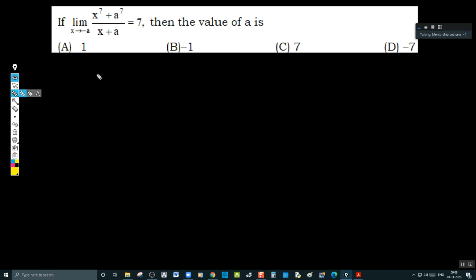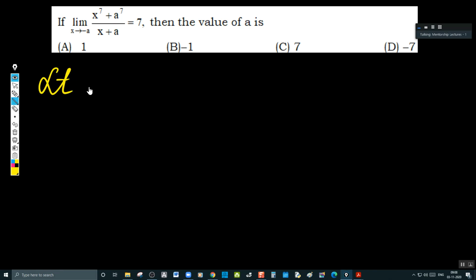Simple question: limit of (x^7 + a^7) divided by (x + a) as x tends to minus a is equal to 7. Then the value of a is? You know the formula, but you can straight away apply L'Hospital's rule in this case because it is an objective question. You can do that easily, and within one step you can get the answer.